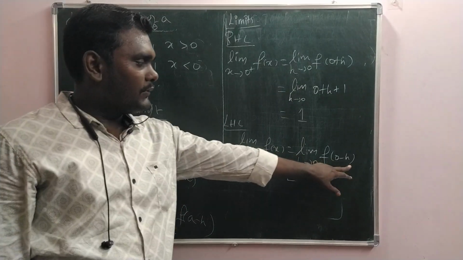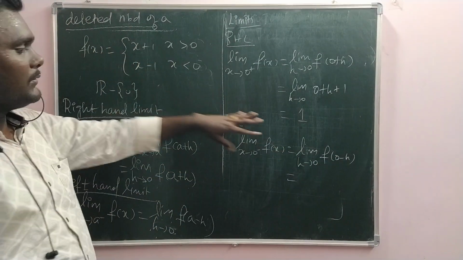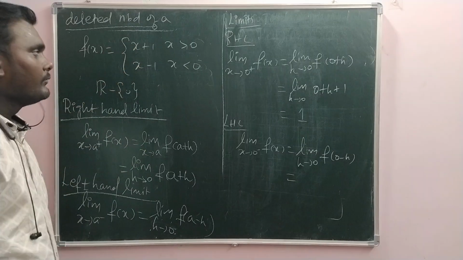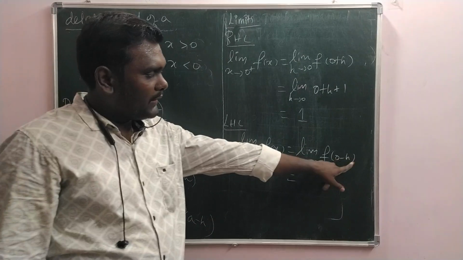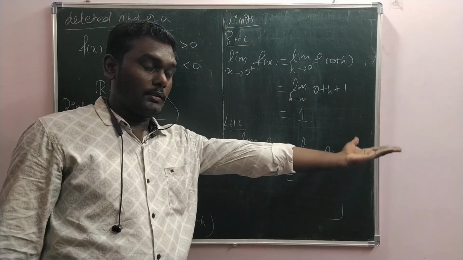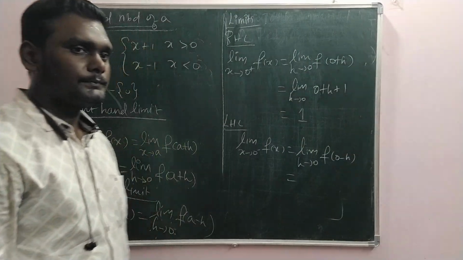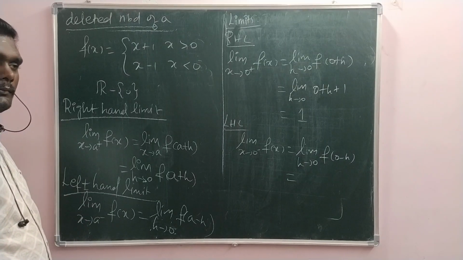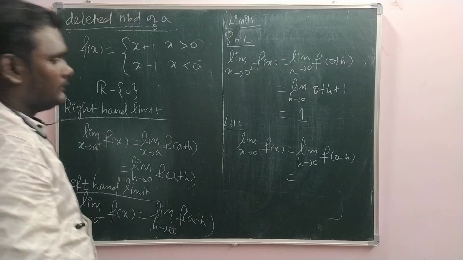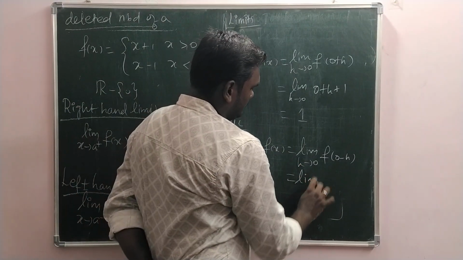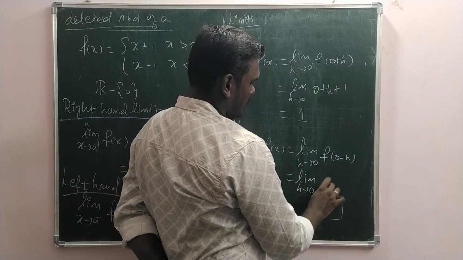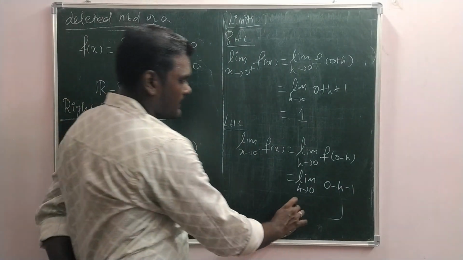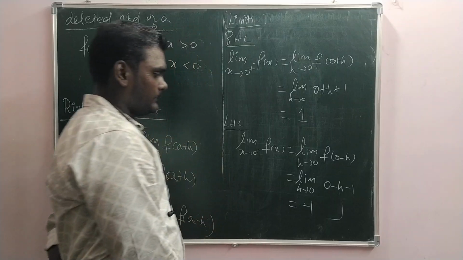Like that, f of 0 minus h means wherever x is there, we should put 0 minus h. Whether this output will come or this output will come, we should check. So it is 0 minus h. Is it above 0 or below 0? Below. So this output will come. So we'll put limit h tends to 0, 0 minus h minus 1. We can make h as 0, then we'll get minus 1 as the answer.